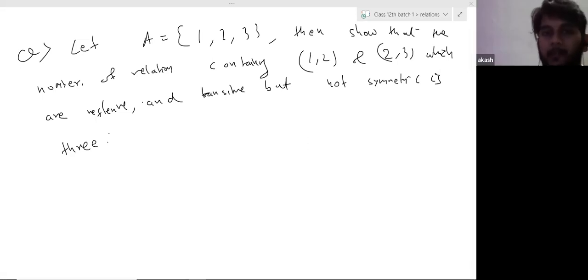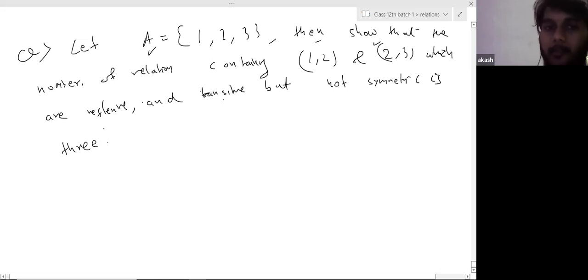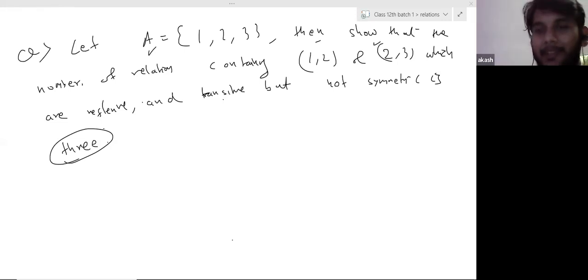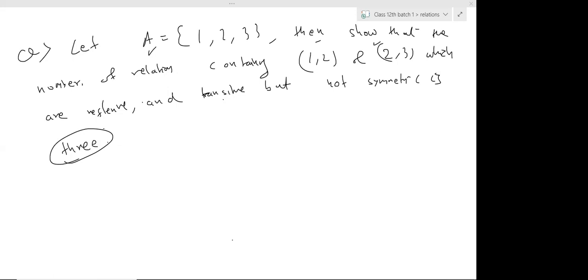All right, what the question is saying is you have to figure out a relation on A such that that relation must contain 1, 2 and 2, 3 and should be reflexive and transitive, but should not be symmetric. And you have to prove that 3 relations are possible of such type. The question is clear, everyone? Who is thinking this is a very difficult question? So can you explain the question again? All right.